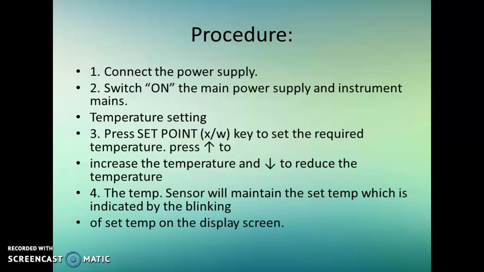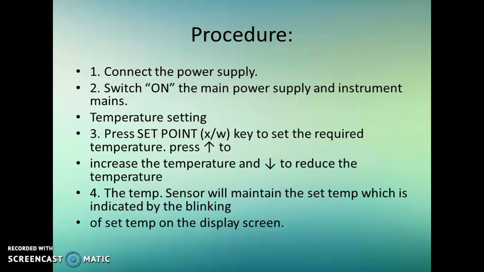Next we can discuss the procedure involved while operating the hot air oven. First of all, we should connect the power supply. Then switch on the main power supply and the instrument mains. The next important portion is temperature setting. That is, we should set the required temperature. Press the set point key to set the required temperature.